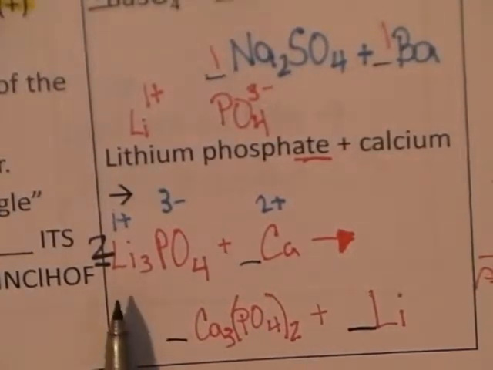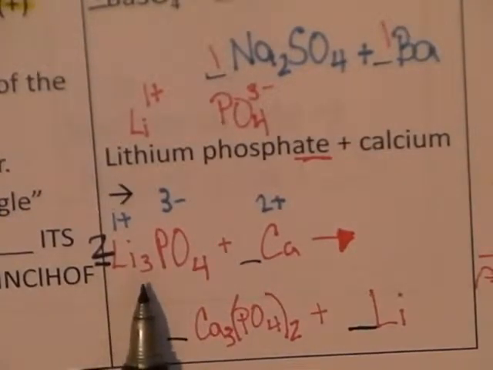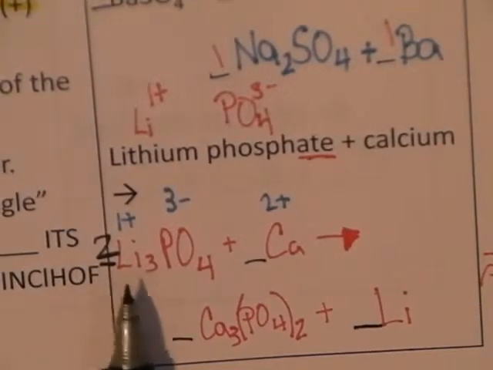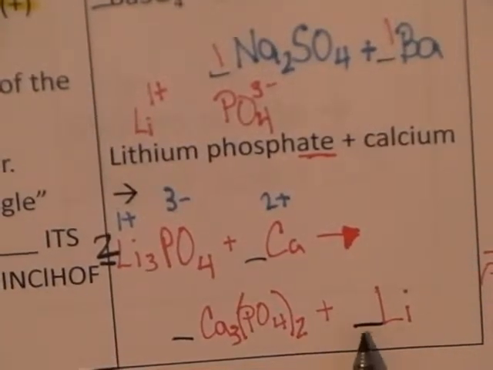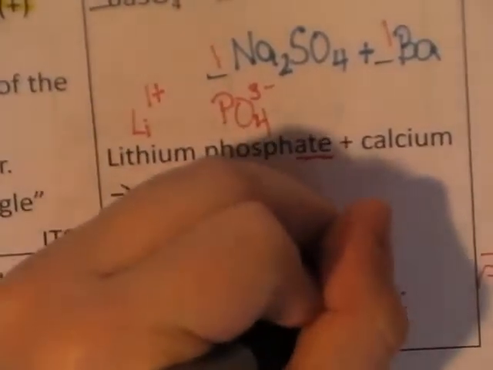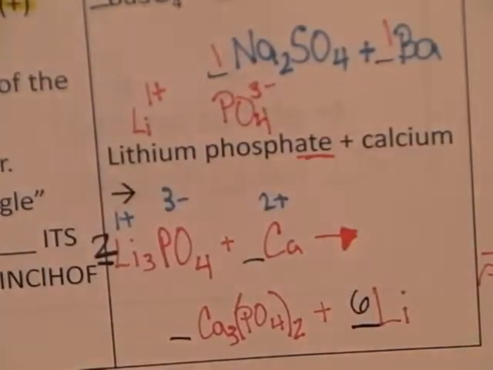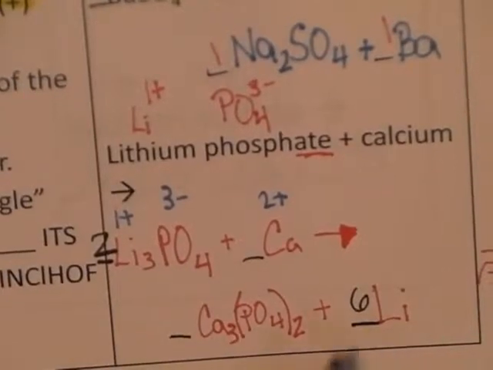Now that changes your lithiums on this side, right? You no longer just have 3 lithiums. How many do you have now? You should be saying 6. You have 6 lithiums now, so that means what goes here? A 6. Very good. Alright, so that fixes your lithiums and your phosphates. Your Li and PO4 are now balanced.